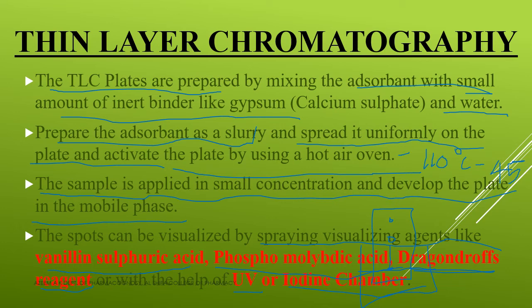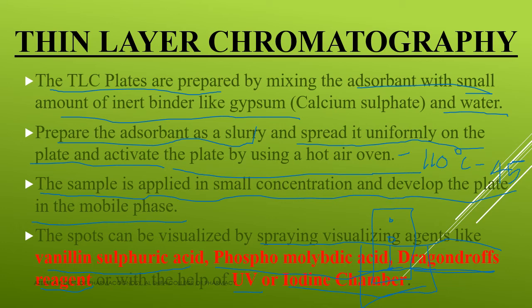Clear? So the spots can be visualized by spraying visualizing agents like vanillin sulfuric acid, phosphomolybdic acid, Dragendorff's reagent, etc., or with the help of a UV or iodine chamber. Clear? So this is how the TLC plate is prepared.